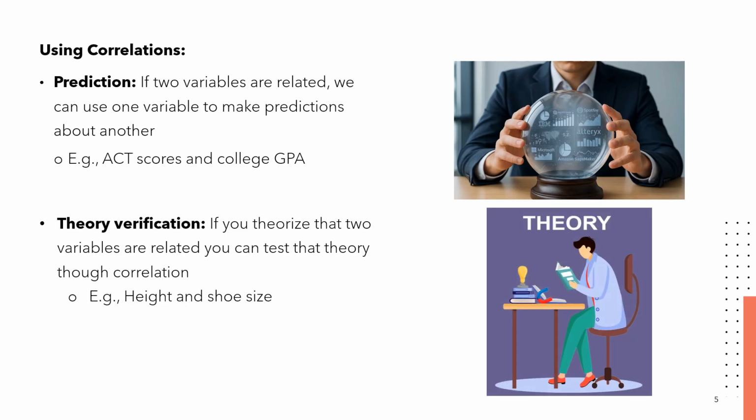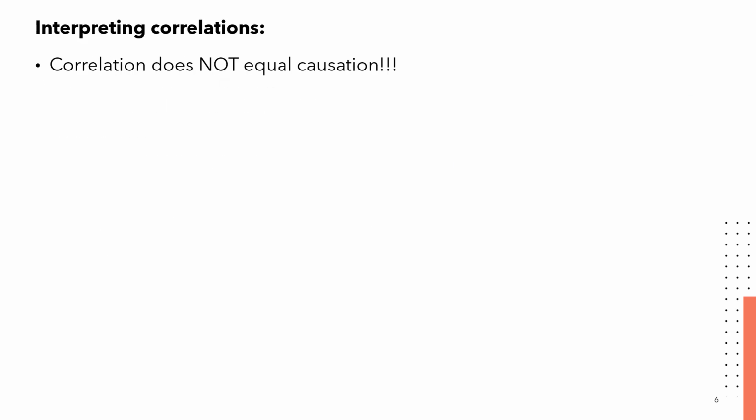And lastly, we can use correlations for theory verification. If we theorize that two variables are related, we can test that theory through correlation. Maybe you think that the bigger someone is, the larger their limbs will be. You can test that theory by correlating two variables, such as height and shoe size, and see if that theory holds up. When it comes to interpreting correlations, it's really important to be aware that correlation does not equal causation.